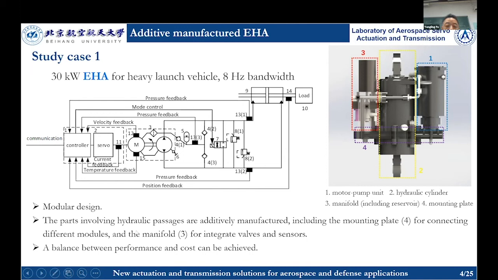The parts involving hydraulic passages are additively manufactured, including the mounting plate, this part, for connecting different modules, and the manifold for integrated valves and sensors. All these valves are integrated in the manifold. A balance between performance and cost can be achieved.